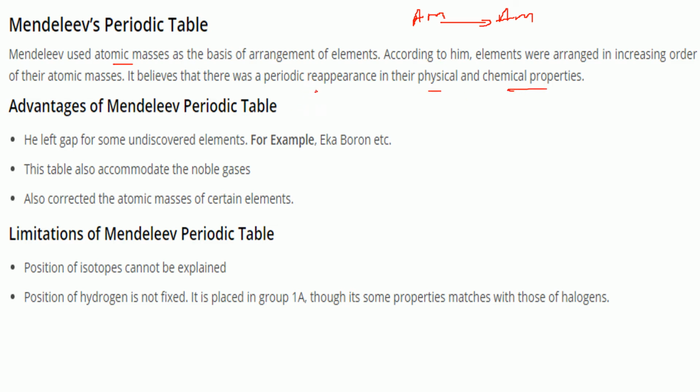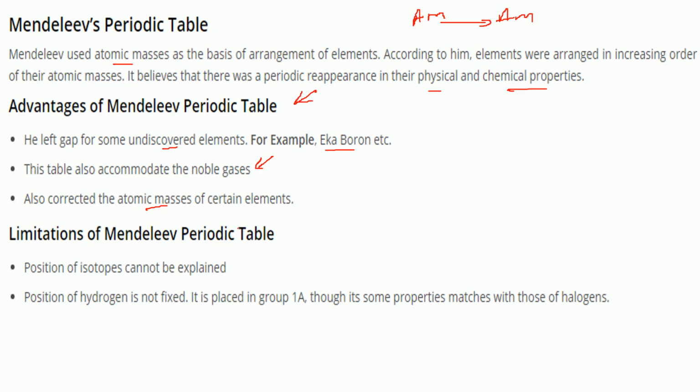So what were the advantages of Mendeleev's periodic table? He left some gaps, because he proposed that there were some elements which were still undiscovered, for example Eka-boron, etc. Noble gases were also accommodated in his table, and he also corrected the atomic masses of certain elements.